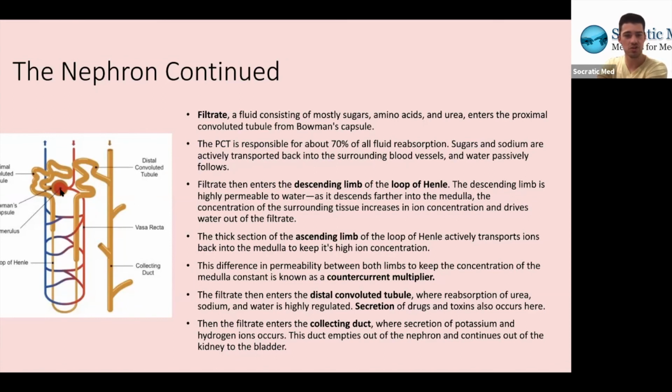The red structure right over here is the glomerulus. That's just that red ball right in the middle. That's where the afferent arteriole connects to the glomerulus, and it filters the blood and creates the filtrate to go to the rest.